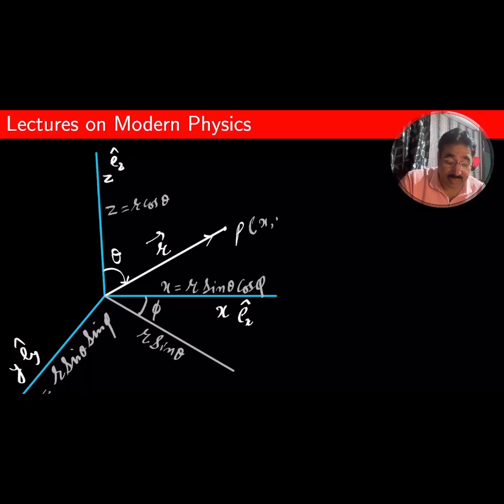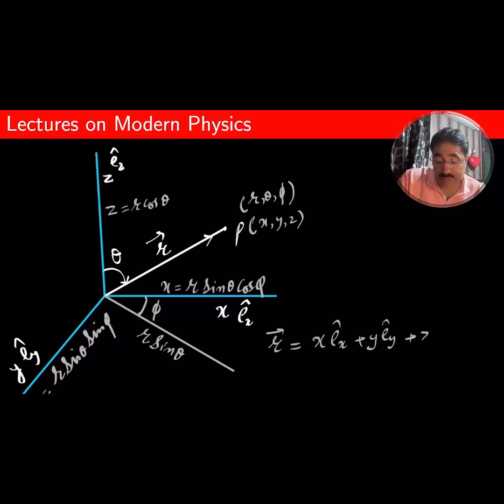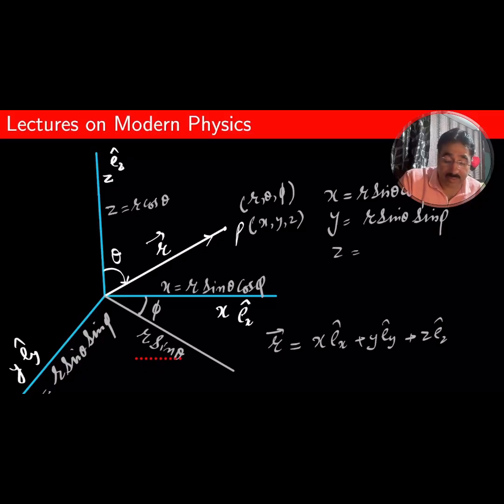Now the point can be labeled as x, y, z. The same point in spherical coordinates is r, theta and phi. Theta is the angle with the z-axis. Phi is the angle that the projection of r makes with the x-axis. I think the idea is very clear. Now I want to write down this r vector in terms of x, y, z. There are two ways of doing it. I can write r vector equal to x plus y plus z, where x is r sin theta cos phi, y is r sin theta sin phi, and z is r cos theta.